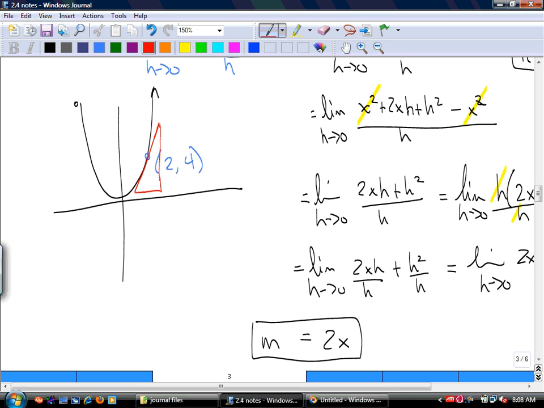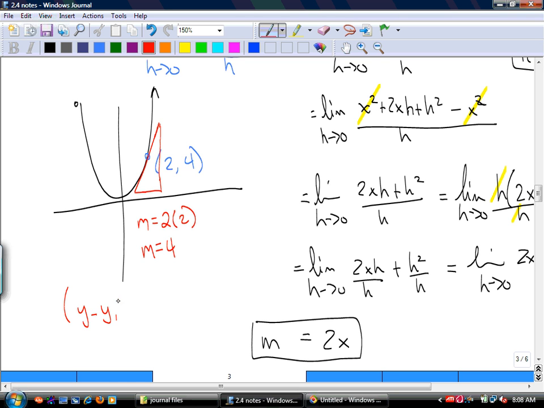So we know the slope there. We know the slope is just 2 times 2. So the slope is 4. So the equation of the tangent line is, do you guys want to write it in y equals mx plus b form, or do you want to do it in a really faster way? Who wants to write it the faster way? Only 2 of you?